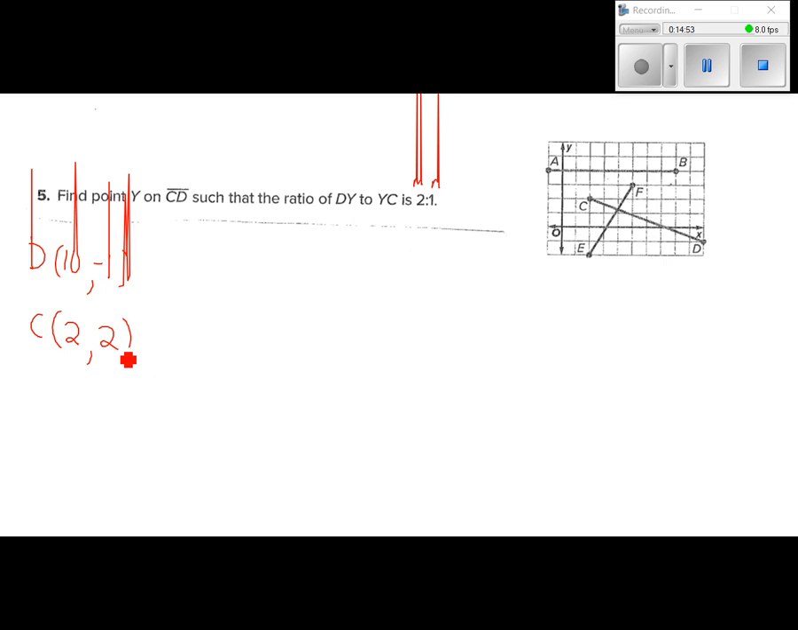So we're starting at D, going to C, so the 10 is your x1, the -1 is your y1, the 2 is your x2, and that's your y2. So we're just gonna use this formula this time because we're using the ratios. What's n? 1.